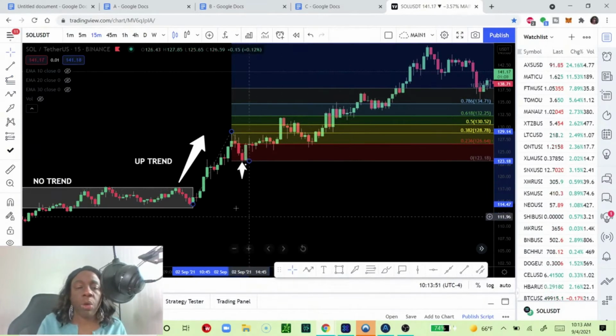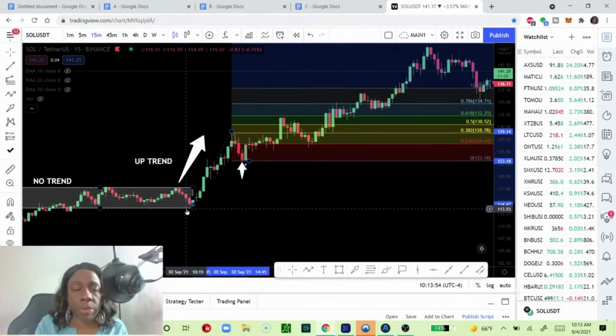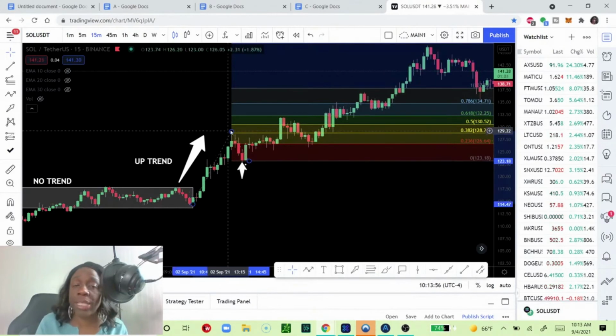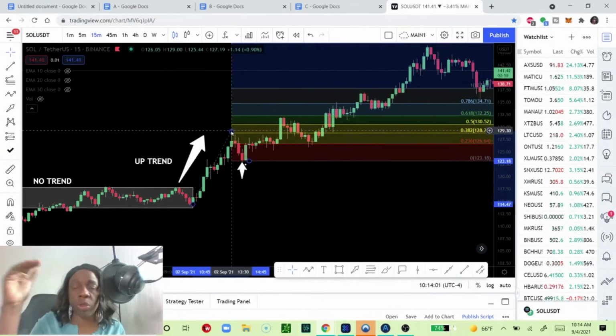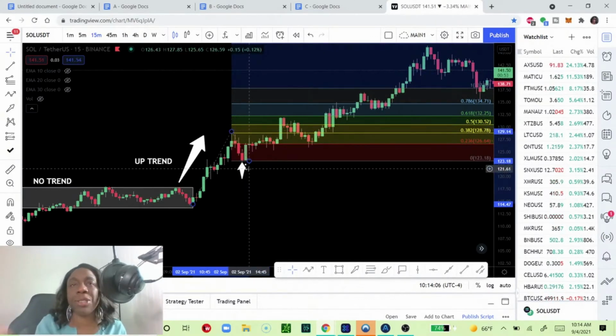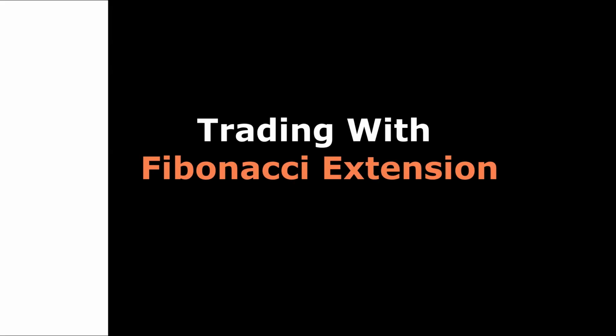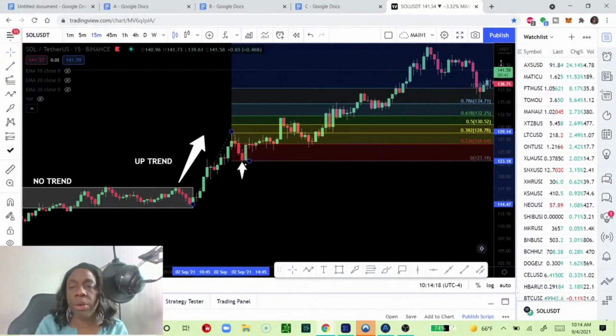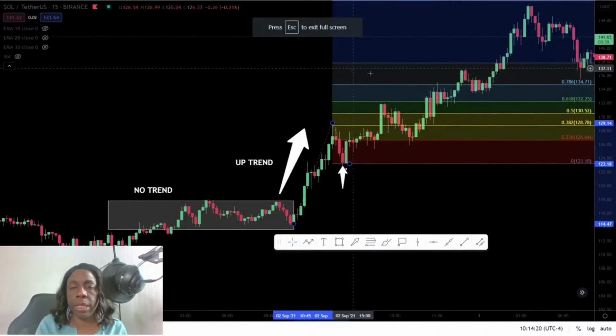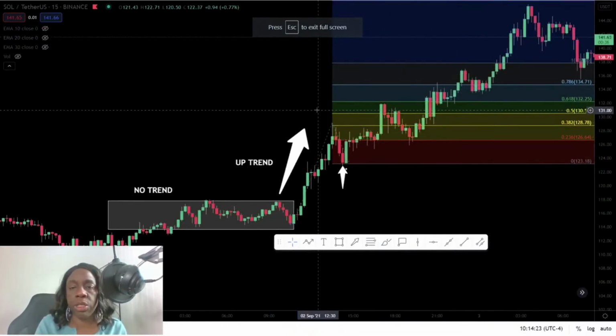Okay, so you start from the breakout where it trends upwards, first click. You go to the end of the trend, so it kind of goes to an all-time high and then it pulls back, second click, and then you come back to the retracement where it's retraced back to, third click. And once you do that, it comes up with your fib extension. So I'm now going to go full screen because now I can explain this chart.